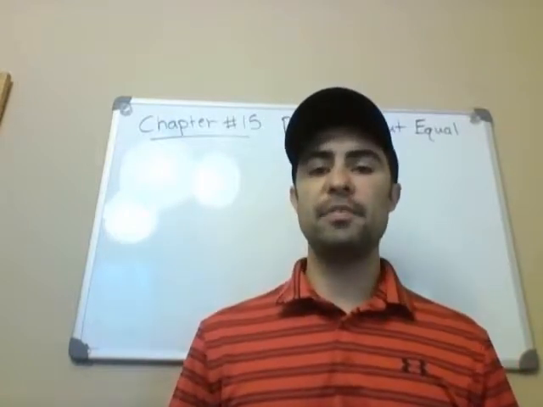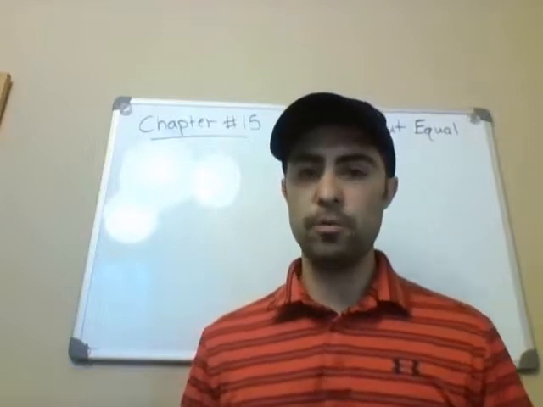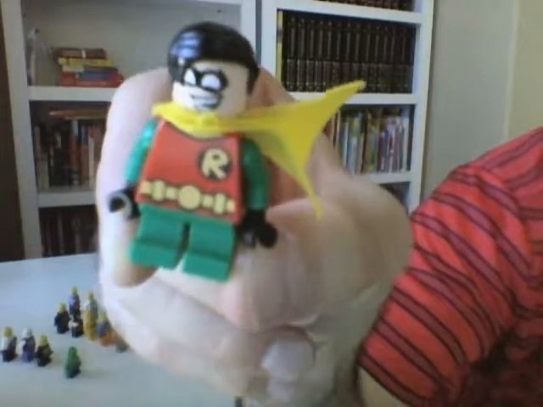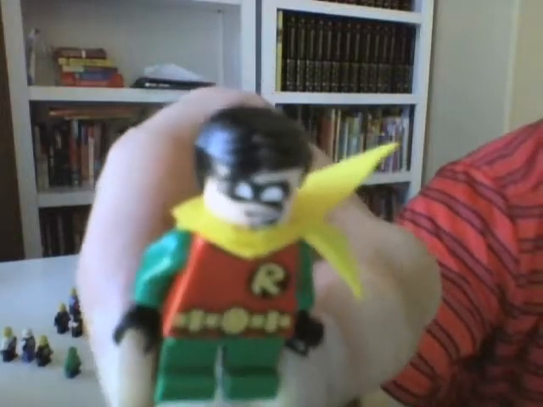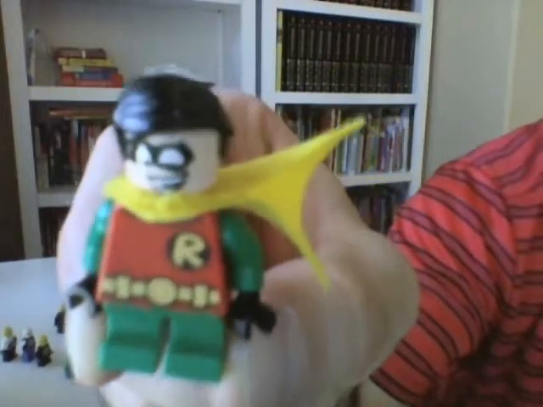So we're going to talk about that a little bit more and how it has to do with multiplication. Hey guys, it's Robin, and we're going to talk about equal groups with Israel and Zachy.